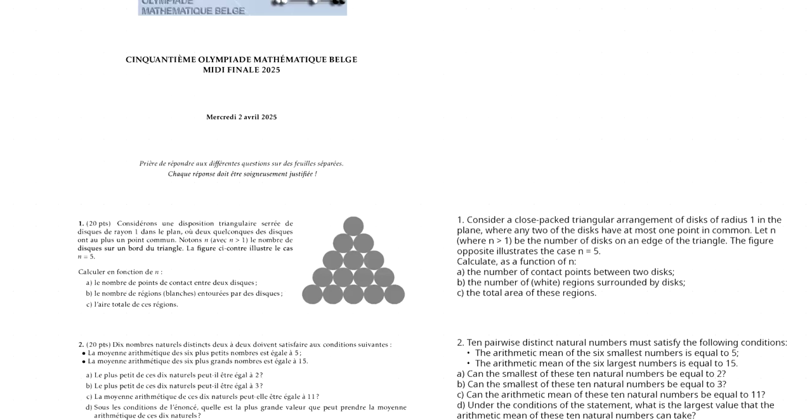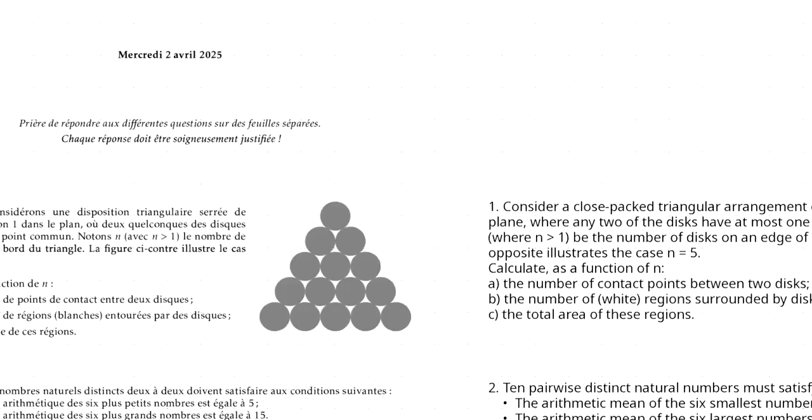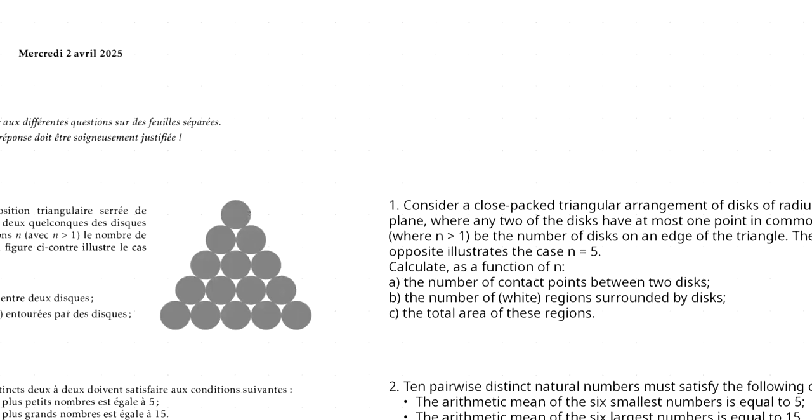The second question is asking how many white regions. The white regions are actually the regions in a star shape between these circles. So the number of these white regions. And the third question is asking the total area of these white regions. To start with, it's kind of counting, right? The first question: how many contact points between the disks?